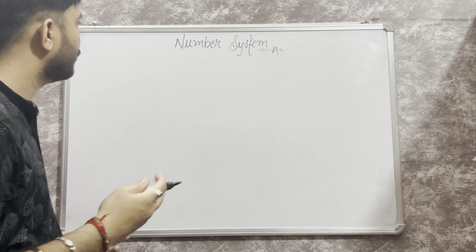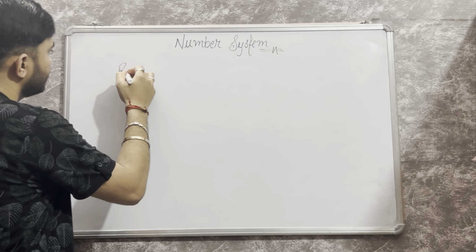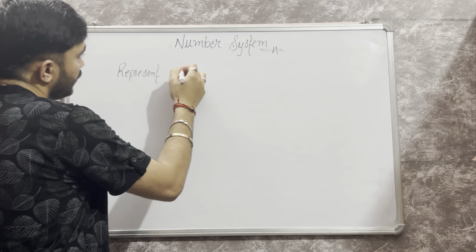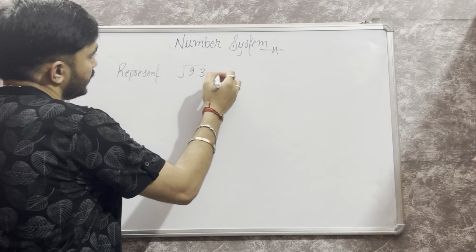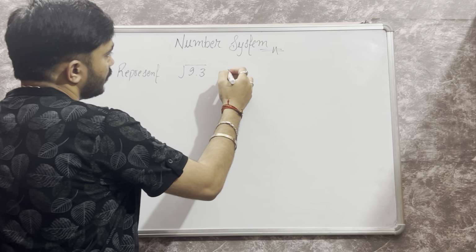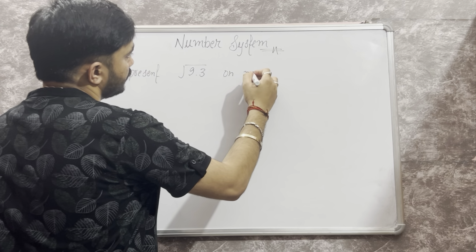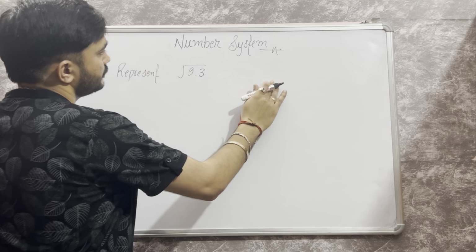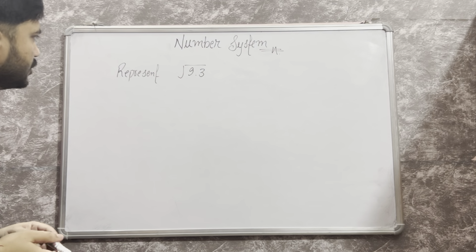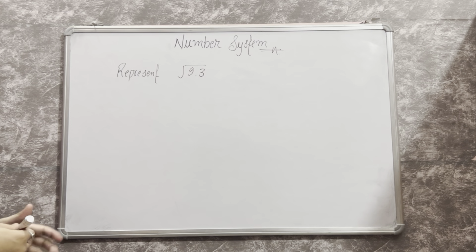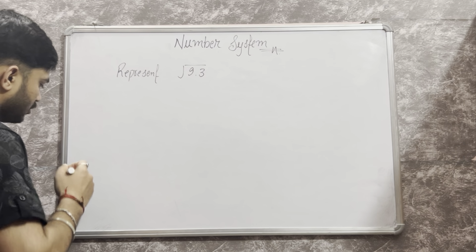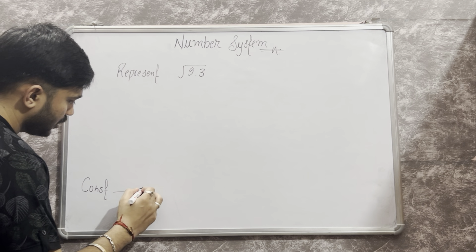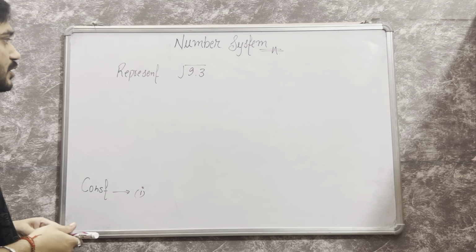So the first topic of today's class is: represent under root 9.3 on number line. Not on number line, represent under root 3 is our question. So how are we going to do so? We also have to write the construction of this question. So here I am going to write down the construction of this.